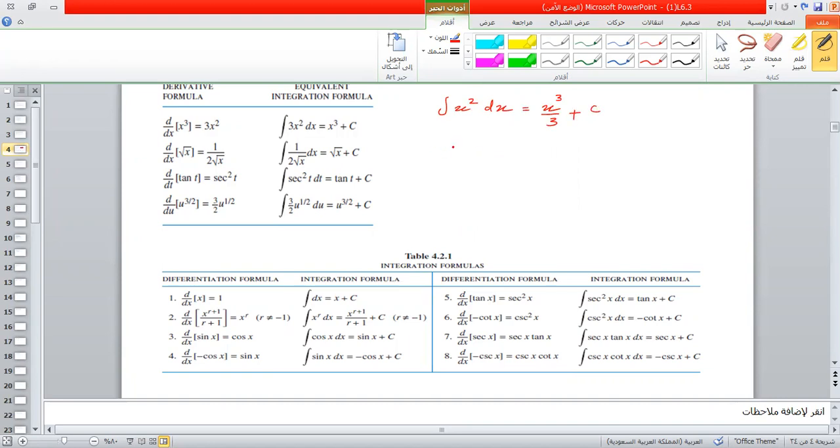One more question. If we have the integral of cosine x dx, what's the function whose derivative gives a cosine? Because the derivative of sine is cosine, so the integral of cosine is sine x, and then plus c.